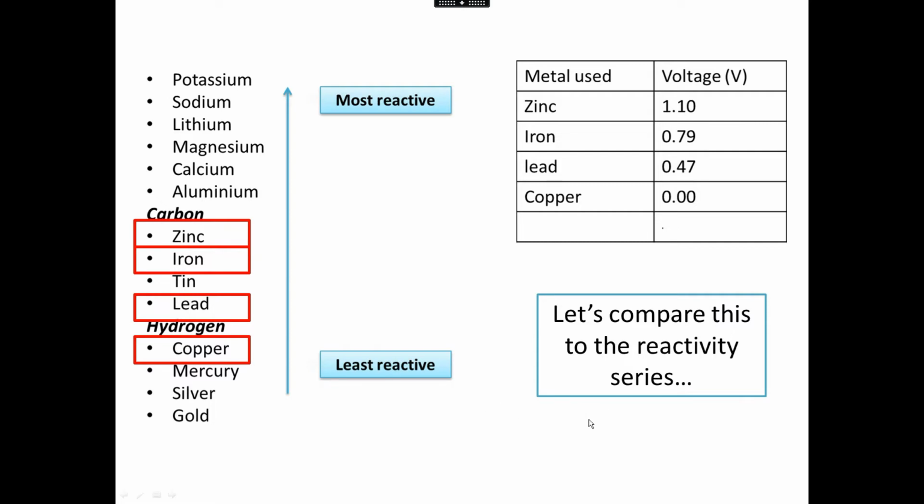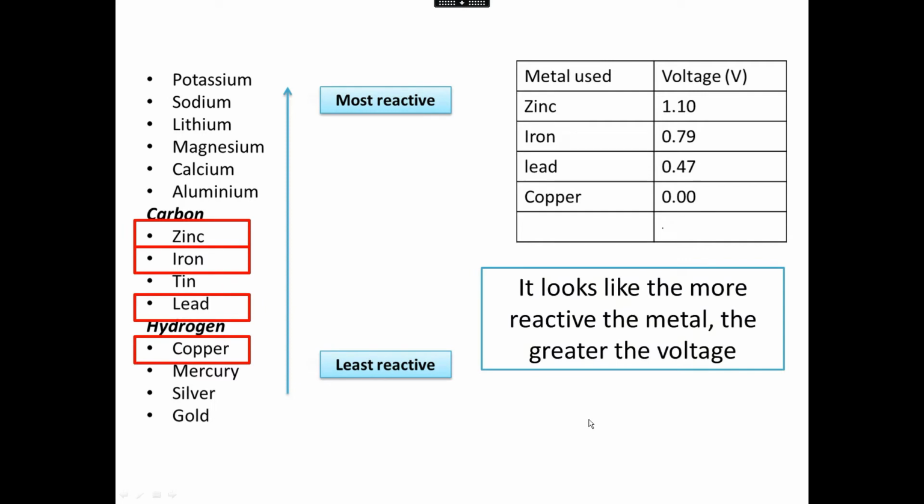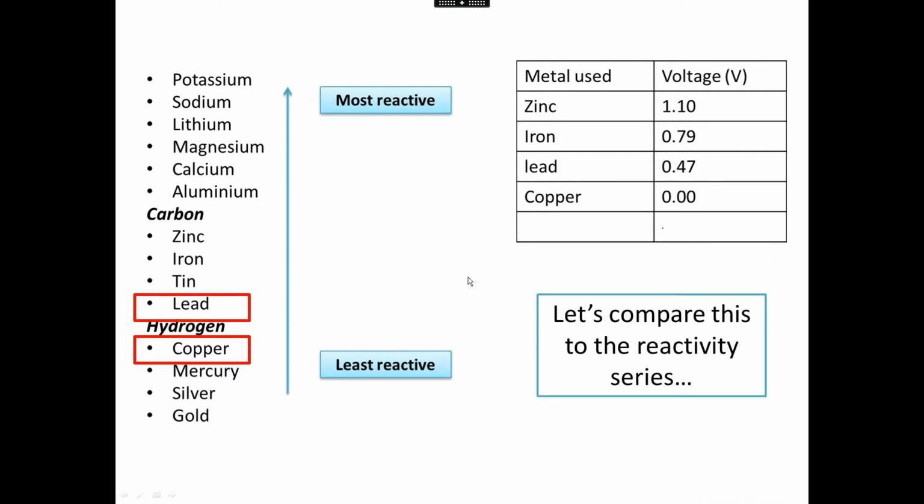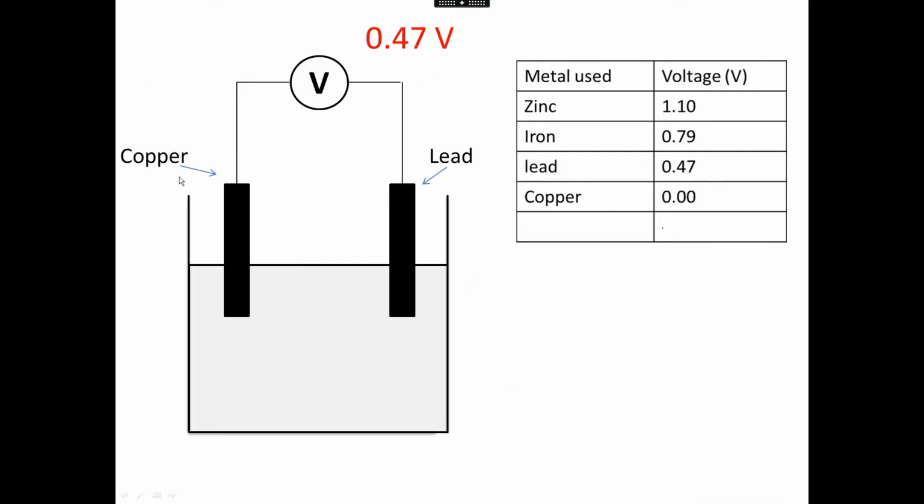Right, the actual correct pattern is it's the difference in reactivity that causes the voltage. The greater the difference in reactivity, the greater the voltage of the cell. Right, now, what I should have pointed out is that in every single one of those cells, copper was the left-hand electrode. Right, so let's rewind a minute and just have a look at these experiments.